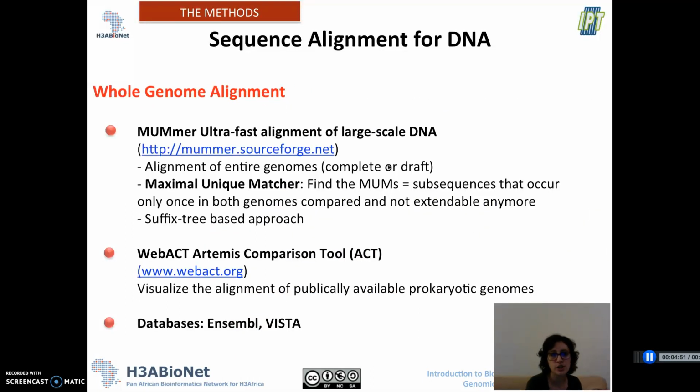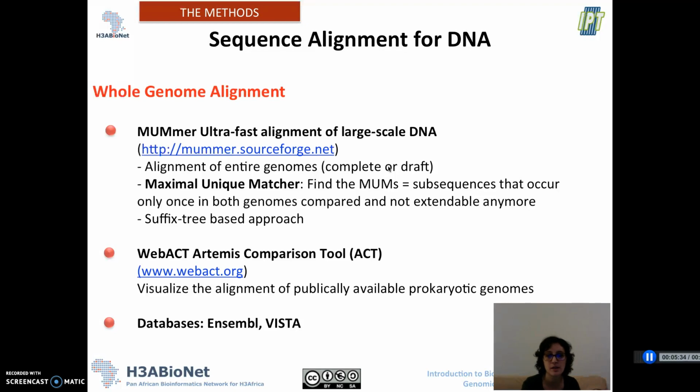So for whole genome alignment, we now have different kinds of methods. I won't be going into the details for the sake of time, of course, but I'm just giving you as an example MUMmer, ultra-fast alignment of large-scale DNA, which is hosted at this website that you have here. This allows the alignment of entire genomes, and what is interesting is that you can use complete or draft versions. The MUM stands for Maximal Unique Matcher, so finding the MUMs would be finding essentially the subsequences that occur only once in both genomes and that are not extendable anymore.